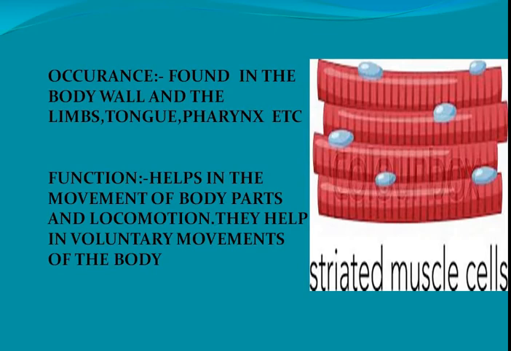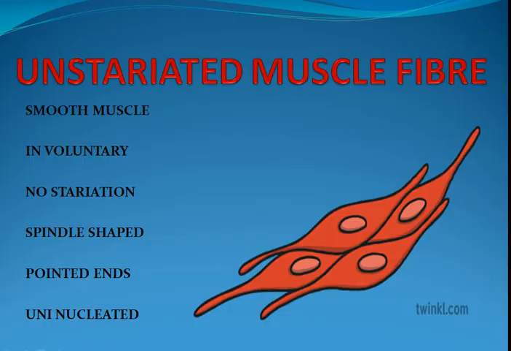Now let us discuss the next type of muscle fiber, and that is the unstriated muscle fiber, or the smooth muscle fiber. As the name suggests, these muscle fibers do not have striation. They do not have the light and the dark bands. These muscle fibers are involuntary. That means they cannot move according to our will.